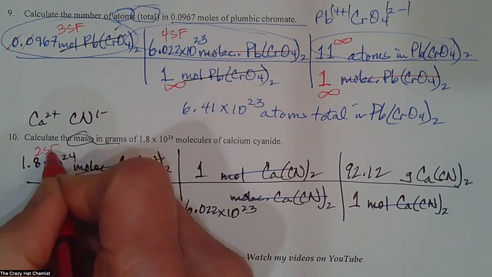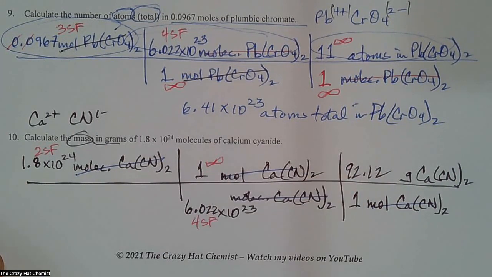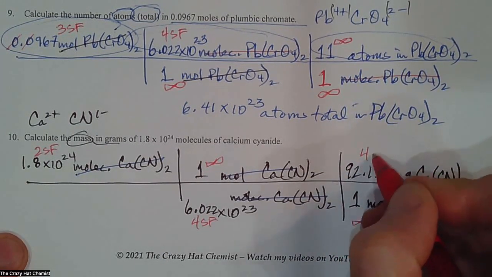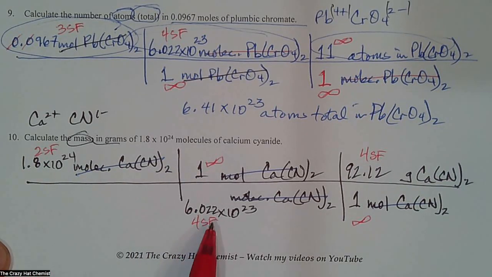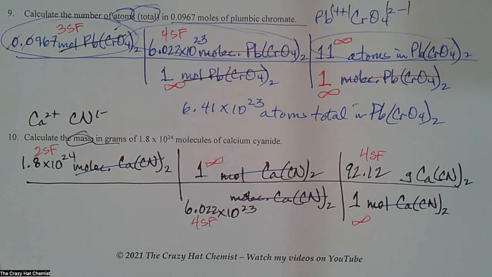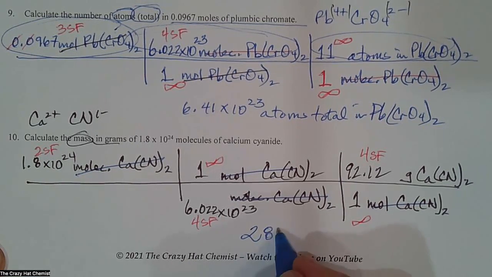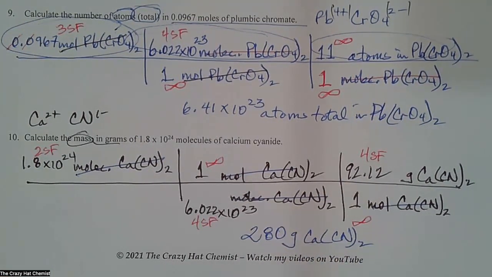Number of significant figures. This has 2 significant figures. This has 4 significant figures. This has an infinite number of significant figures, and this has 4 significant figures. So this has 2 significant figures here. This is infinite because it's a definition, and this is a definition, so infinite, and this is from the periodic table, that's 4 significant figures. So my calculator answer will have 2 significant figures, and the correctly rounded answer is 280, no decimal, so it has 2 significant figures, grams of Ca(CN)2. Cool.